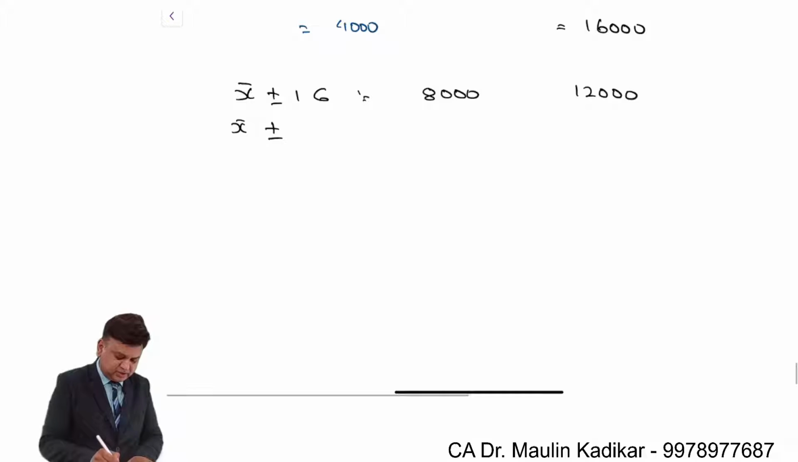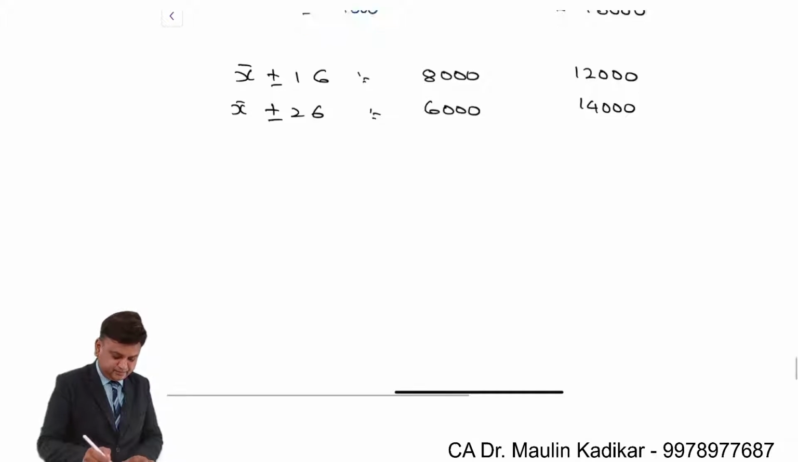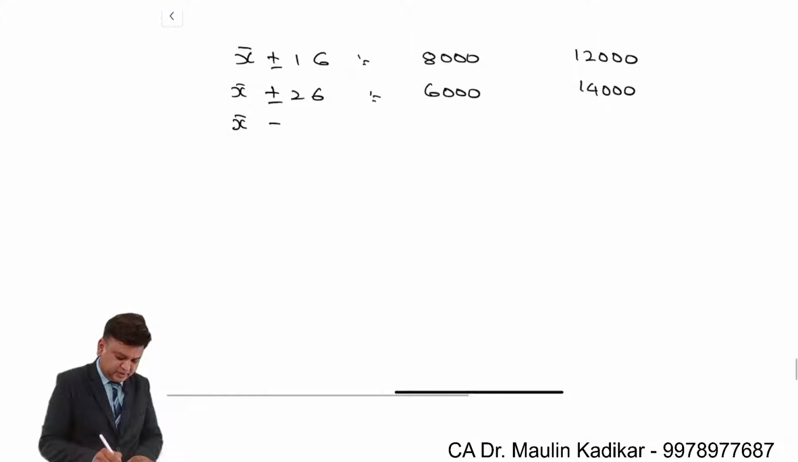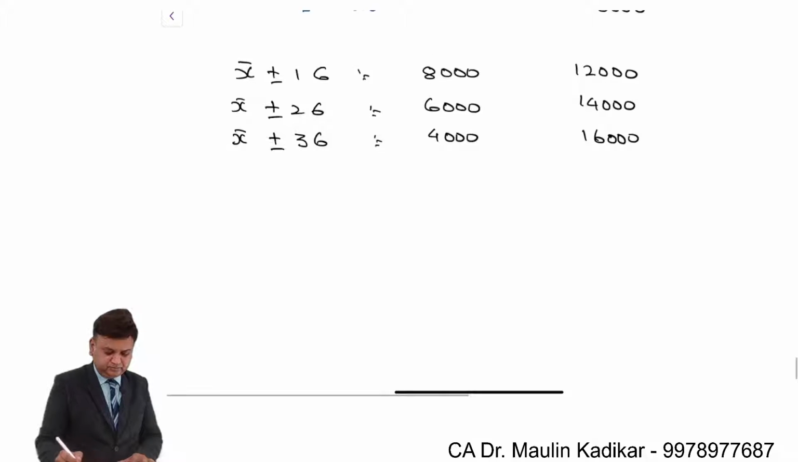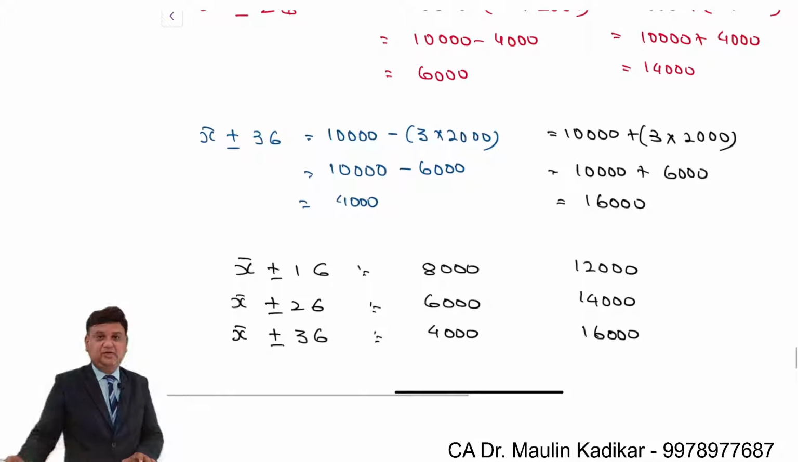X bar plus or minus 2 standard deviation is 6,000 to 14,000. X bar plus or minus 3 standard deviation is 4,000 to 16,000. This is what I have calculated.